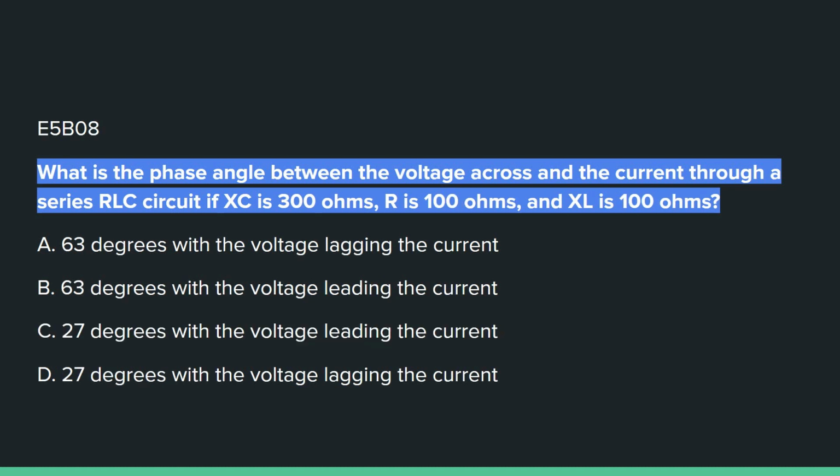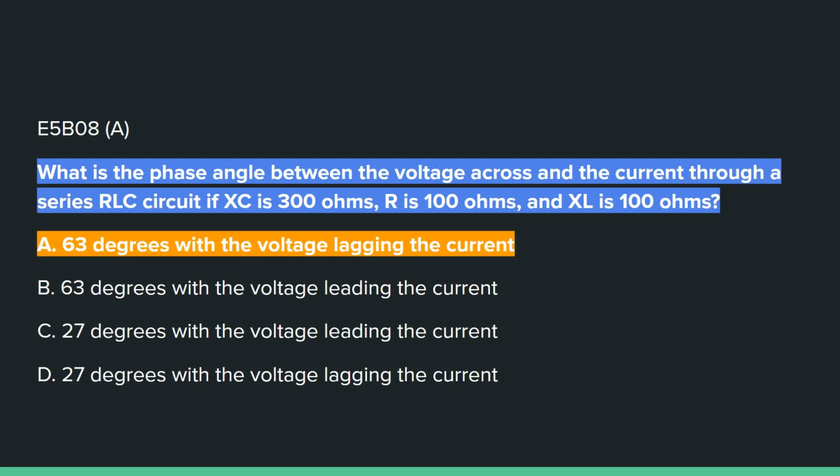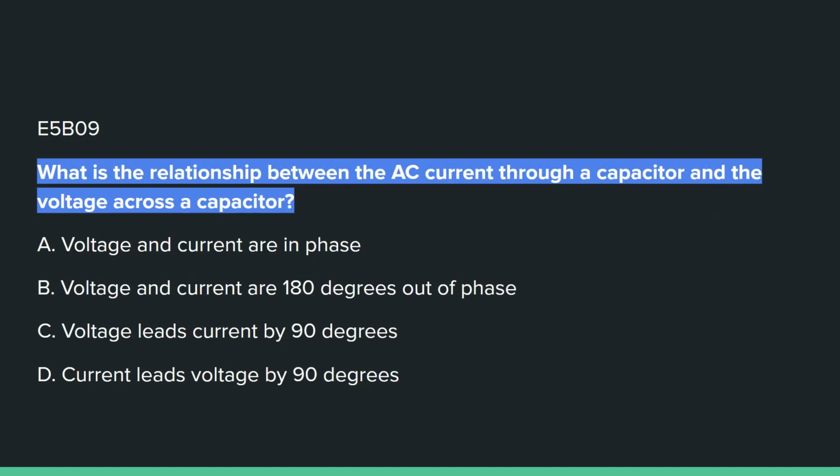E5B08, what is the phase angle between the voltage across and current through a series RLC circuit if XC is 300 ohms, R is 100 ohms, and XL is 100 ohms? Answer is A, 63 degrees with the voltage lagging the current.